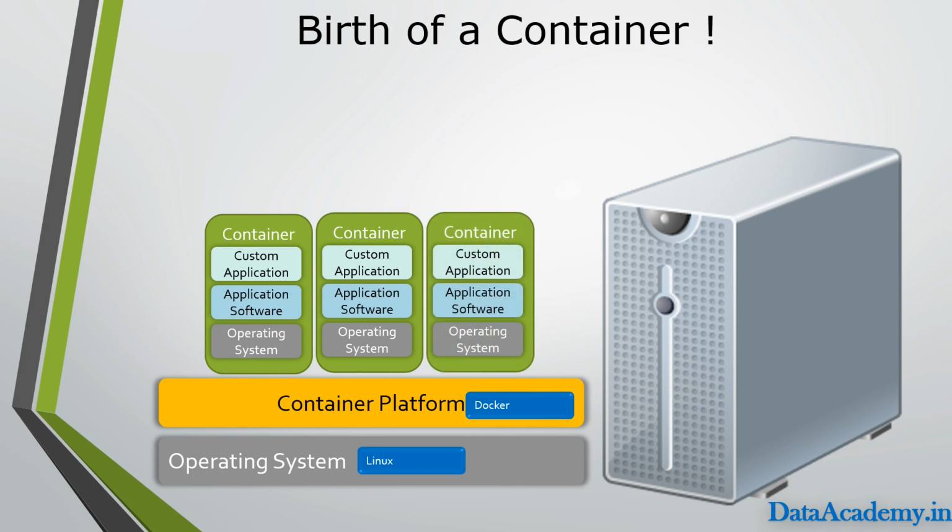Okay, so in the next slide, we're going to see how these containers can be created. They look a lot like virtual machines, don't they? Right. So in this slide, you can see there are three containers. All of these three containers may have different operating systems, different application software, and a different custom application. But they're all running on this container platform called Docker. They look a lot like virtual machines. However, they are very lightweight because they are not full-fledged operating systems. They only have the base kernel.